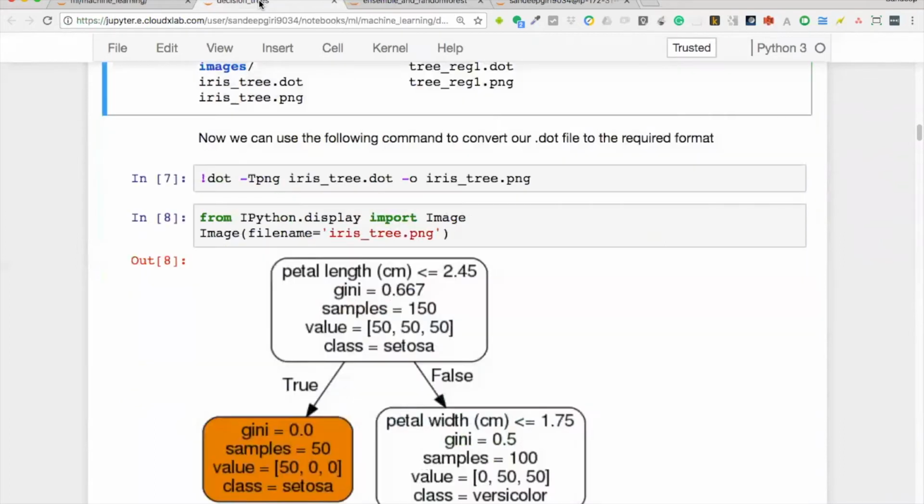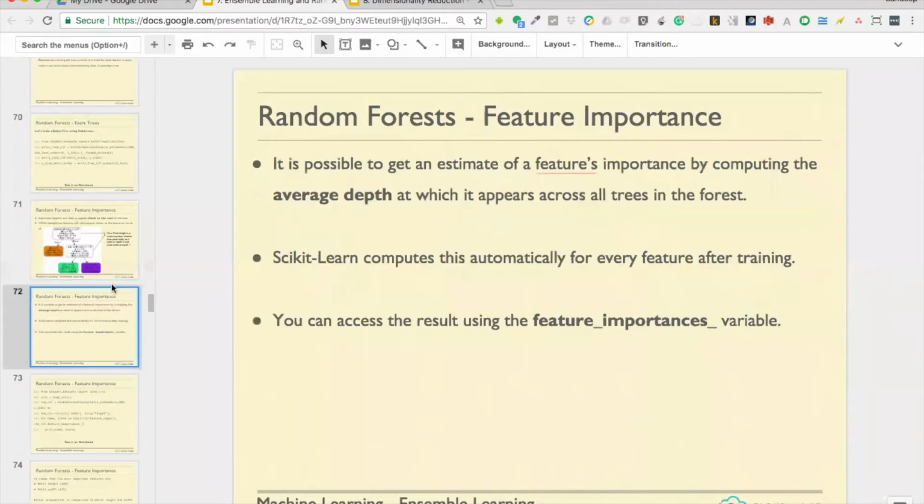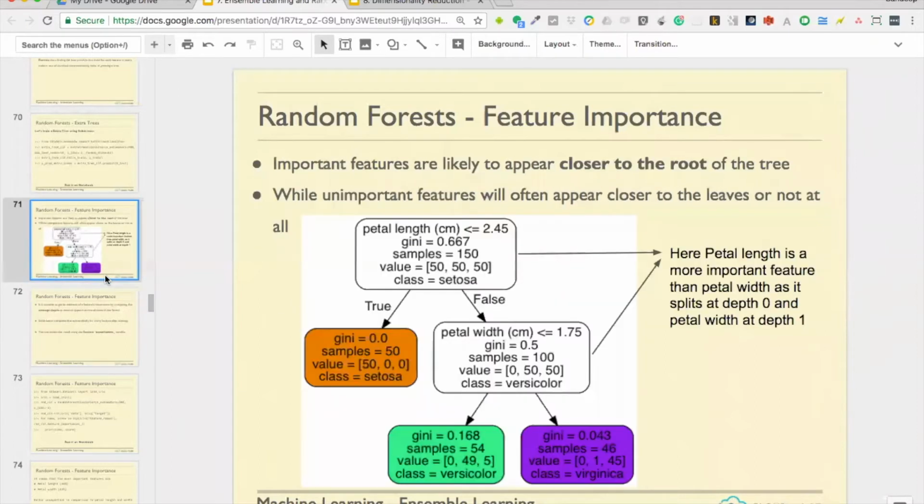Okay, let me go back. The way feature importance is actually calculated is we take the average depth. This one is at depth 0, so its average depth is 0, and here the average depth is 1. Therefore, I think it has to be the inverse of it. That's what I was trying to work out. The exact formula I need to take a look at.